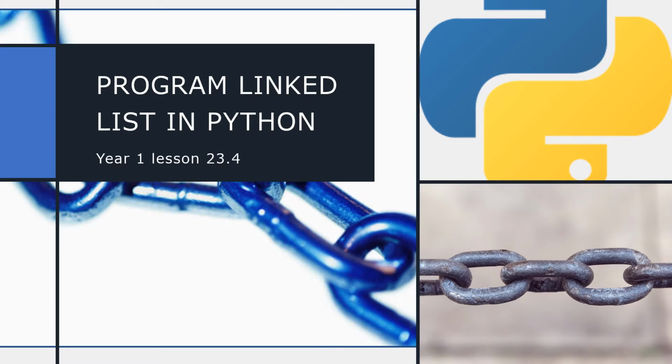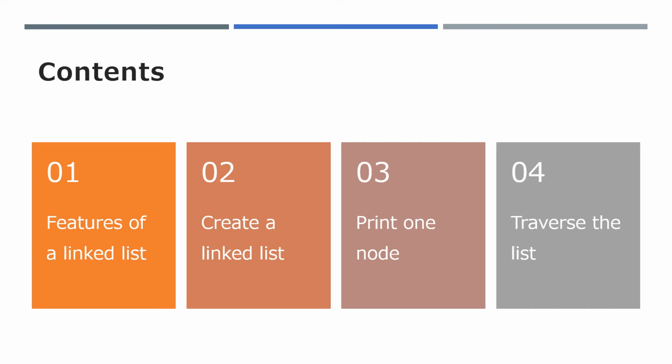Welcome back. We've learned what a linked list is and we've visualized a linked list in a 2D array. Now we're going to write a program in Python to make and maintain a linked list. In this lesson, we'll start by thinking about the features of a linked list. We'll create a linked list in Python and then write code to print a single node from the list and to traverse the list, printing the values in all the nodes.